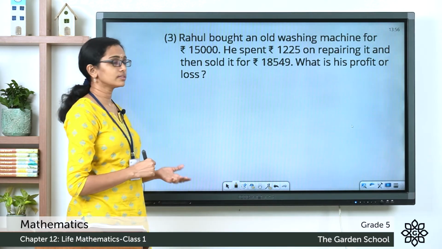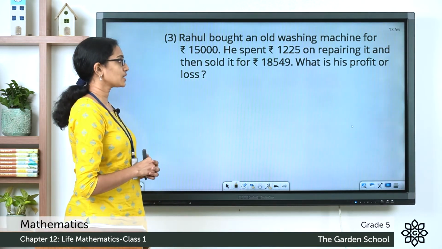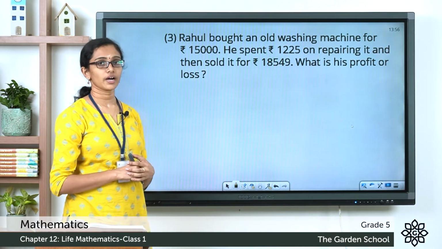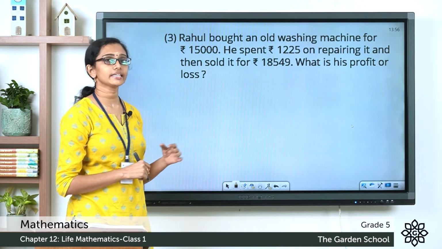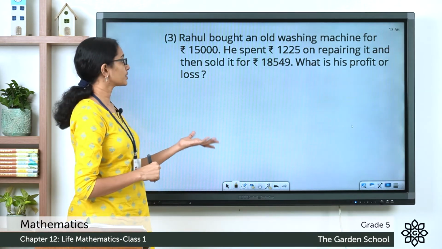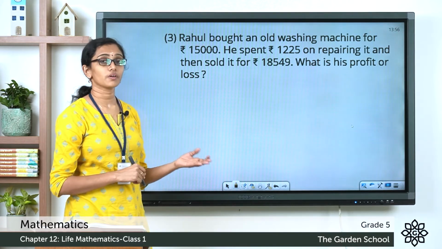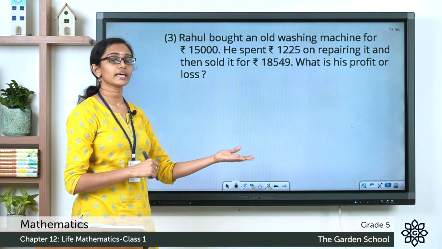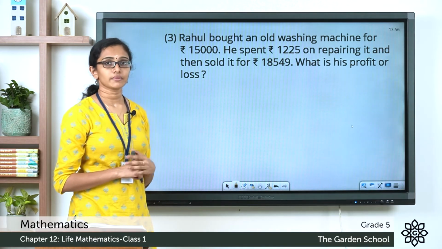Rahul bought an old washing machine for rupees 15,000. He spent rupees 1,225 on repairing it and then sold it for rupees 18,549. What is his profit or loss? So first we have to find out whether this business gave him profit or loss and then find out the amount of it. See, what is the cost price or the buying price here?